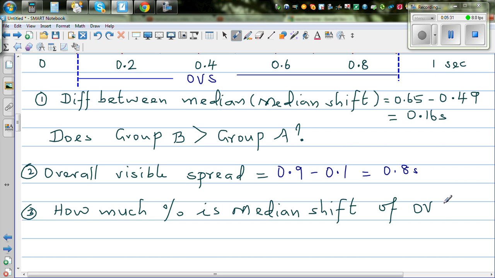I'll explain the maths behind it. So let us do the calculation. So we're asking the question, this is how much percent of this?